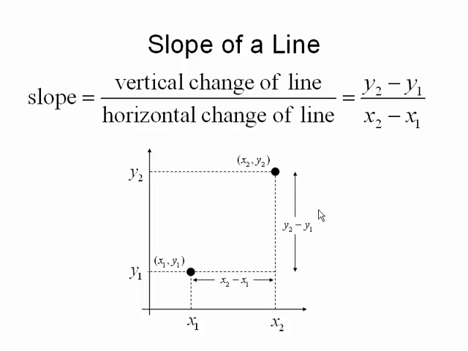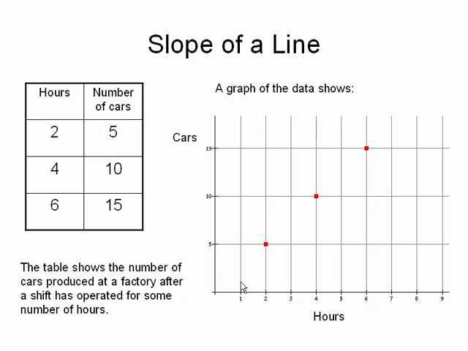Most of you have already studied this in either beginning, intermediate, or college algebra, but let's go ahead and really think about what slope means in the context of a real problem. Here's some data, and this data shows the number of cars produced at a factory after a shift has operated for some number of hours. After 2 hours, they've made 5 cars. After 4 hours, 10 cars. After 6 hours, 15 cars. I can graph these points if I put hours along the bottom and cars vertically. So I see a point at (2, 5), (4, 10), and (6, 15).